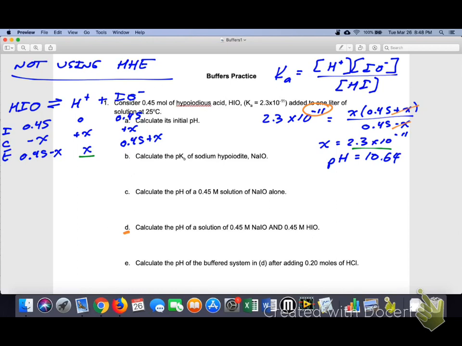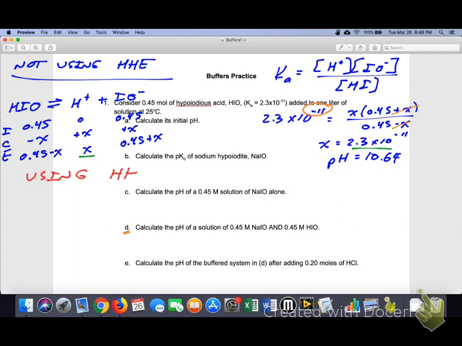Well, if x is 2.3 times 10 to the negative 11, then pH is just the pKa that we found earlier. It's 10.64. And so the pH, when we have equal concentrations of the weak acid and the conjugate base, ends up being the pKa of the weak acid that the buffer is built on.